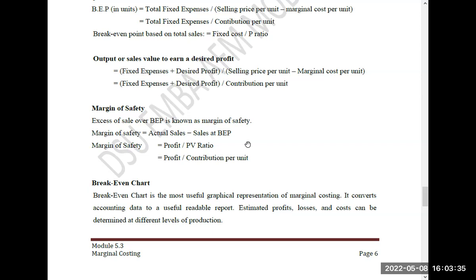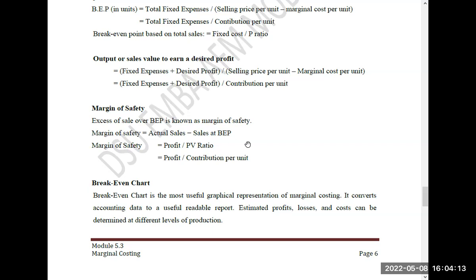You can calculate PV ratio either with the total amount or with the per unit amount. That's also okay. Both will give the same answer. It's a percentage. So contribution per unit is how much? 5.25 is the new contribution. But what is the original contribution? Originally, only three data are there. How much? 5 rupees.